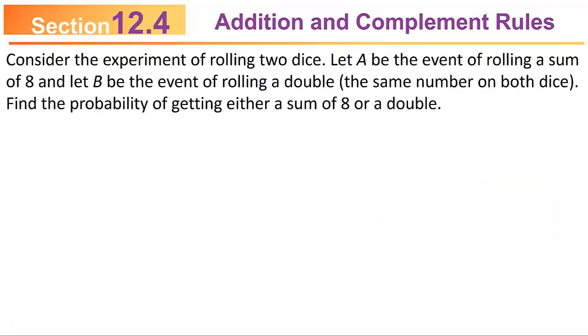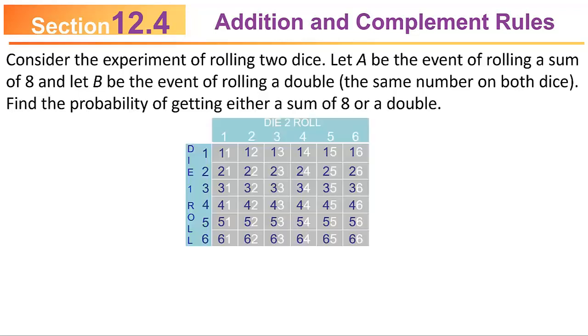Consider the experiment of rolling 2 dice. Let A be the event of rolling a sum of 8, and let B be the event of rolling a double. A double means you get the same number on both dice, like a 2 and a 2 or a 5 and a 5. Find the probability of getting either a sum of 8 or a double.